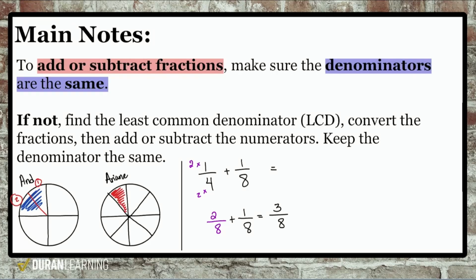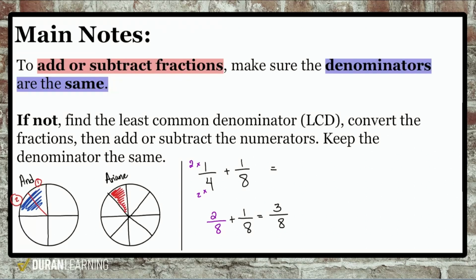You can choose other denominators for sure, but it's always smarter to go with the smallest denominator to avoid unnecessary math. And with that said, everybody, once we do have the same denominator, simply add or subtract those numerators, keeping that denominator the same, and then you're good.